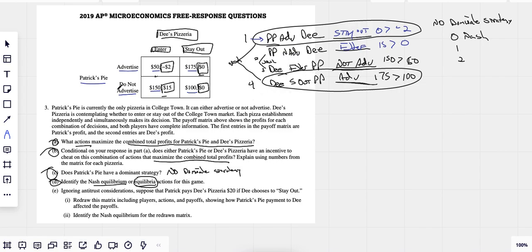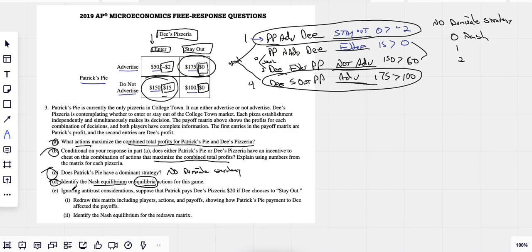If Patrick Pie does not advertise, it looks like D's Pizza is going to enter. And if D's enters, Patrick Pie would not advertise. So this is also a Nash equilibrium. Using those numbers, we could explain why that is a Nash equilibrium. So we had 2 Nash equilibria in this problem.